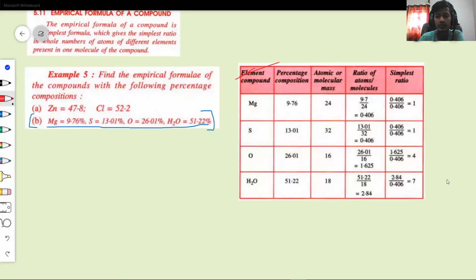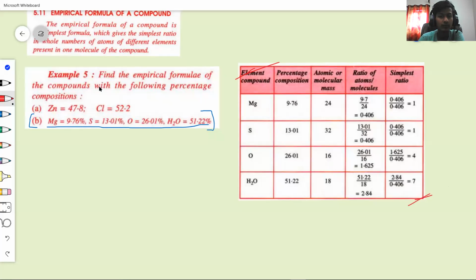So this type of question definitely comes in your exam. Many times it has come. Whenever such a type of question comes, you have to basically create a chart. This type of table will help you solve the problem. So in the first column, we write the name of the element. So we have Mg, magnesium, sulfur, oxygen, water. In the next column, we write the percentage composition that we have, right? In the next column, we write the atomic mass of each atom.